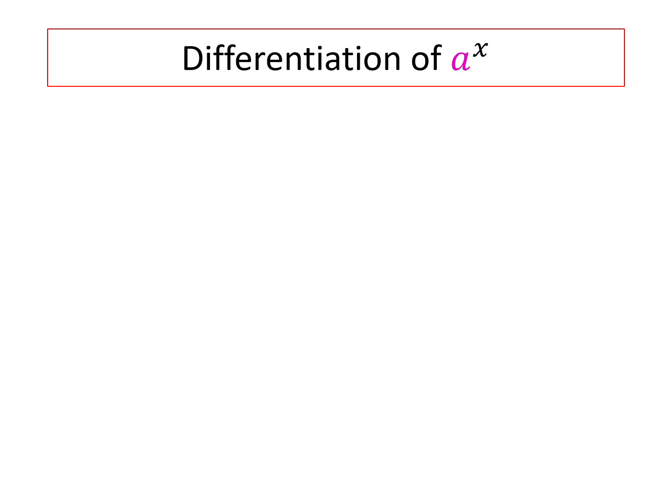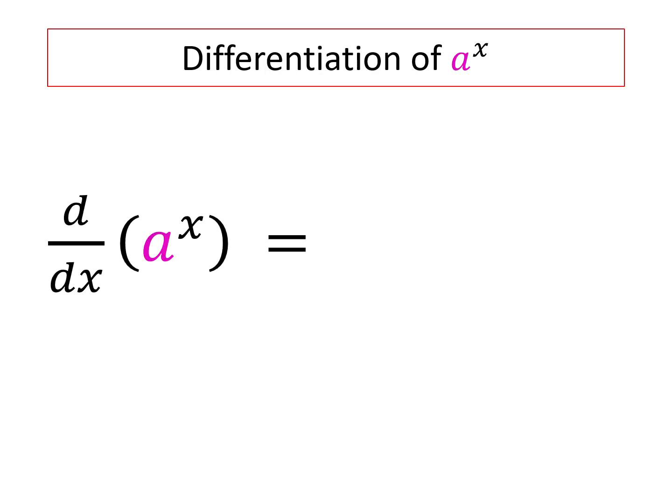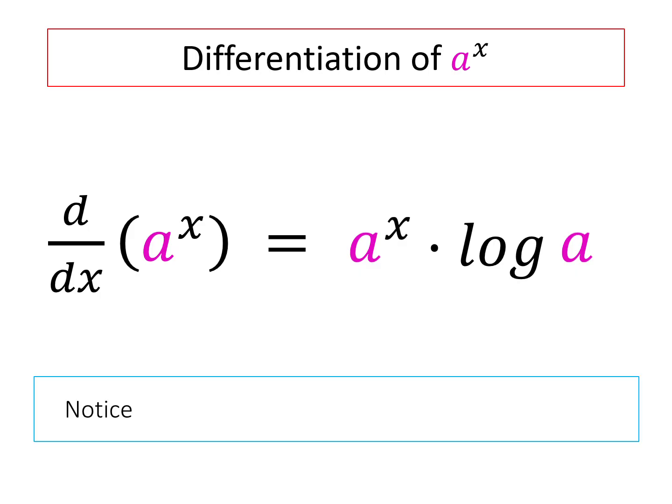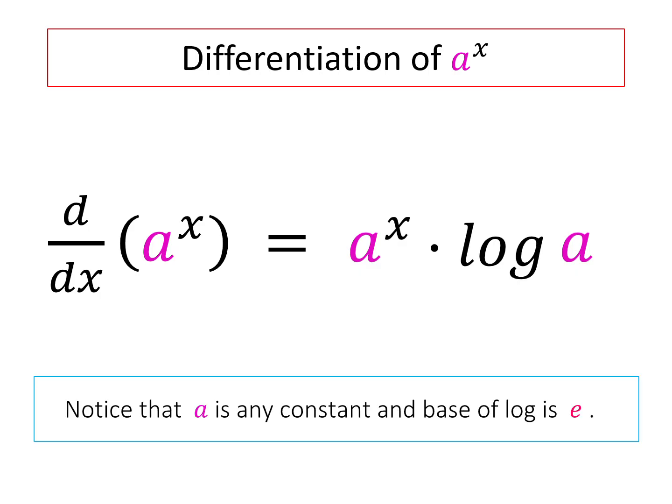Differentiation of a to the power x. d/dx of a to the power x is equal to a to the power x into log of a. a is any constant. Notice that a is any constant and the base of log is e. So wherever we are not mentioning any base here, it is by default e. Wherever it is required, we will mention the base if it is other than e.